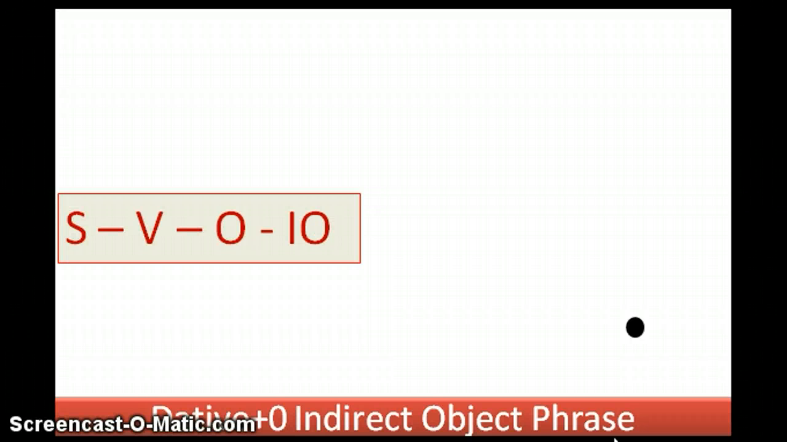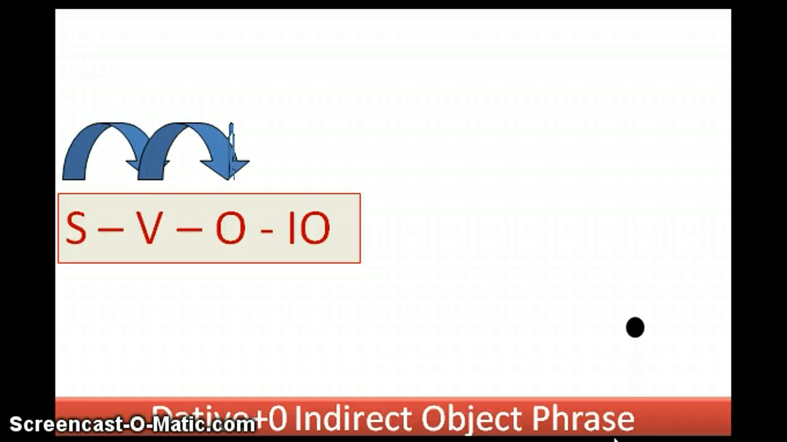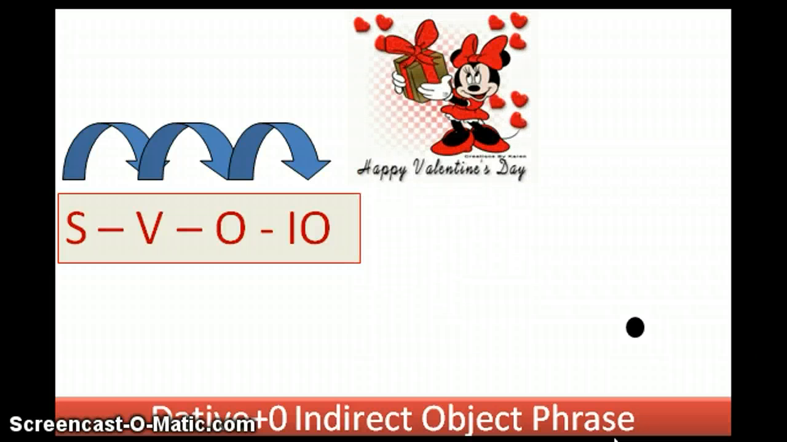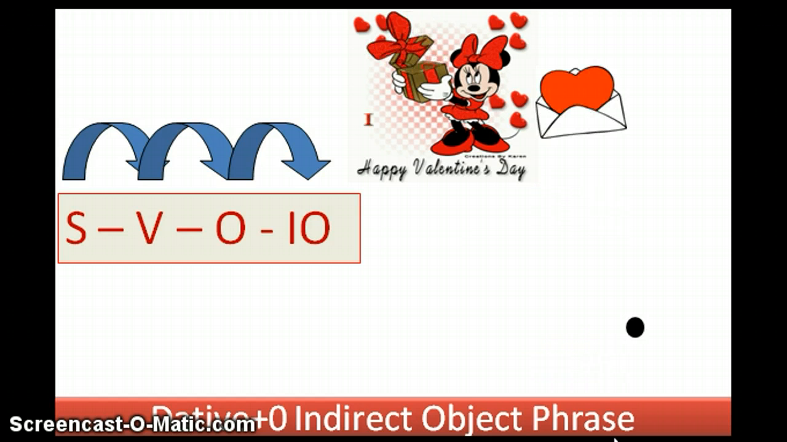This is found in the pattern SVOIO. Subject does the verb does the object, object goes to the indirect object. Let's give an example. We have here Minnie Mouse. Oh, she's Sweetie's Day or Valentine's Day. She's got her package and she sends a little letter to her boyfriend.